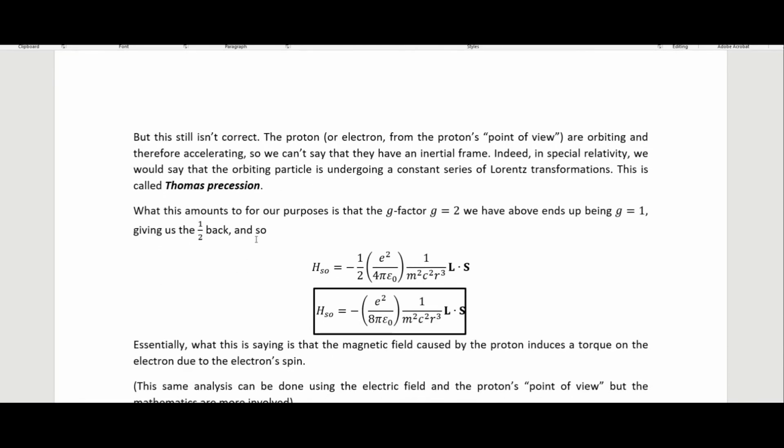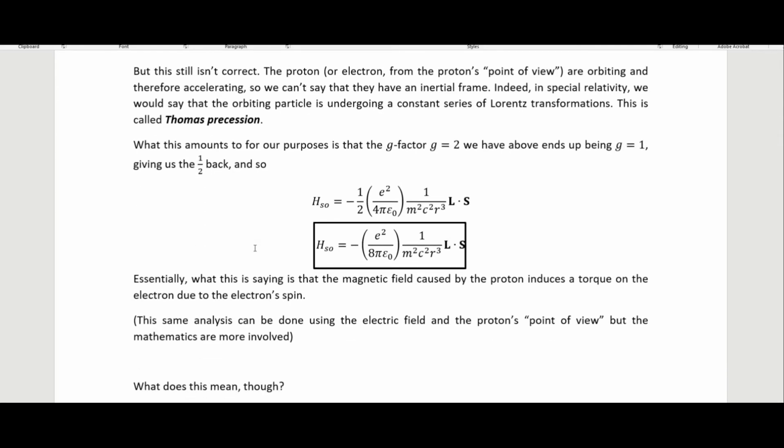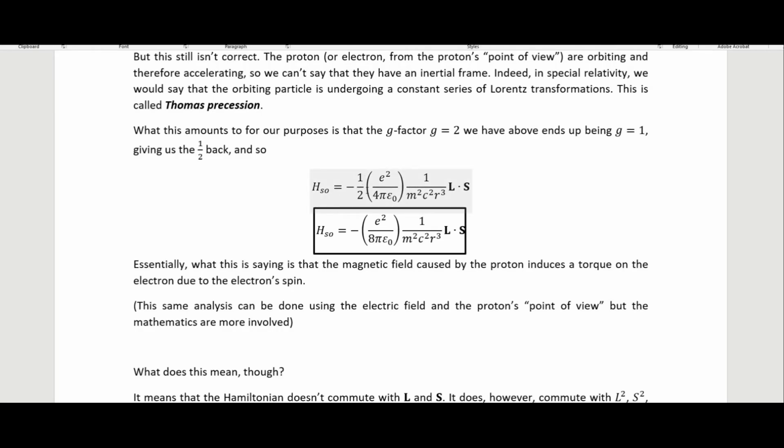What this amounts to for us is that it actually subtracts 1 off the G factor, which we had as 2. It's not exactly 2, but we've been calling it 2 for this. So it ends up being G equals 1, which essentially just puts that 1/2 back into it. And so we just put this 1/2 here, so this 4 becomes an 8 right here. So essentially what this is saying, so this, as I said, is the Hamiltonian here for our spin orbital coupling.